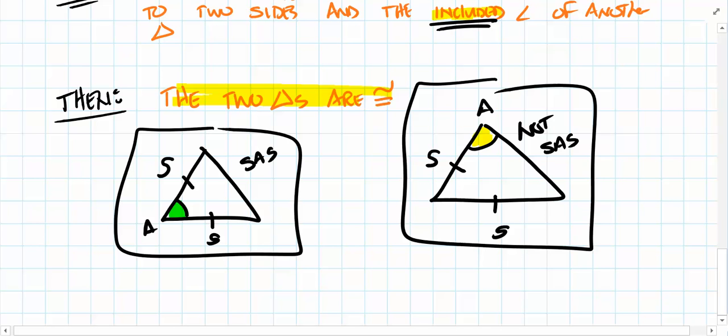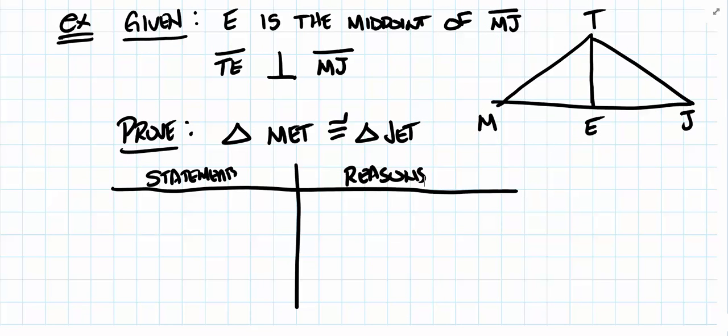Taking a look at this one here, do you think this one's going to be side, side, side, or side angle side? Well, let's take a look and see what we have, all right? What do we know? We know that E is the midpoint of MJ. So if E is the midpoint of MJ, what does that tell us? That tells us something. What do you think?